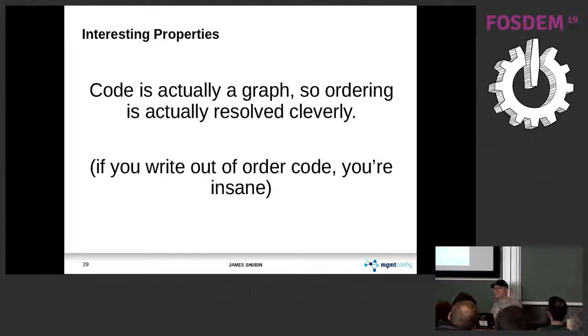A fun thing about the language is the language itself is actually a graph. So in some of my early examples, I wrote code out of order. Now, you should not do this. That's insane if you do. But if you did do it, it's actually legal code, because the streams of values, kind of like an Excel spreadsheet, don't care which order they're in. It just flows through, and the compiler will figure that out.